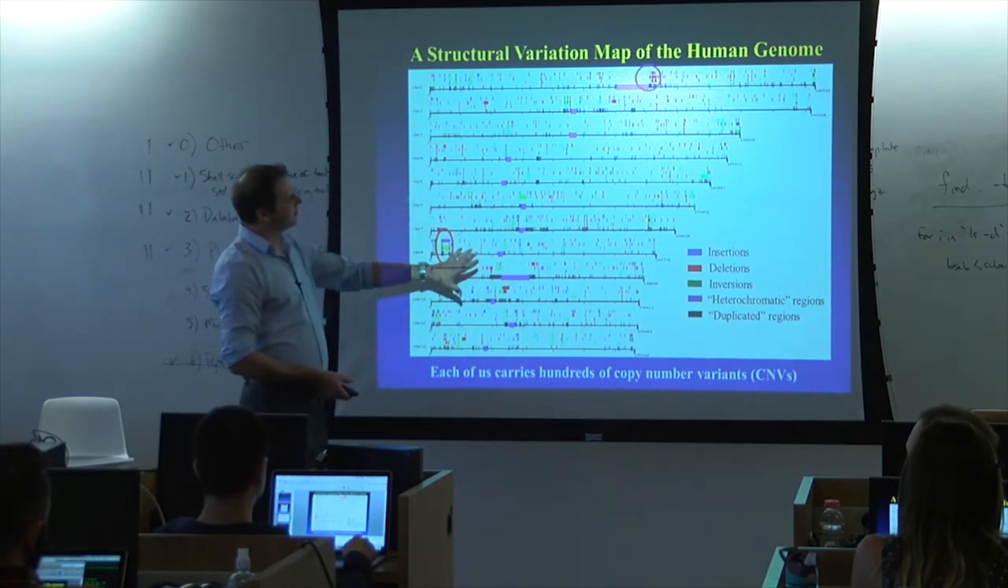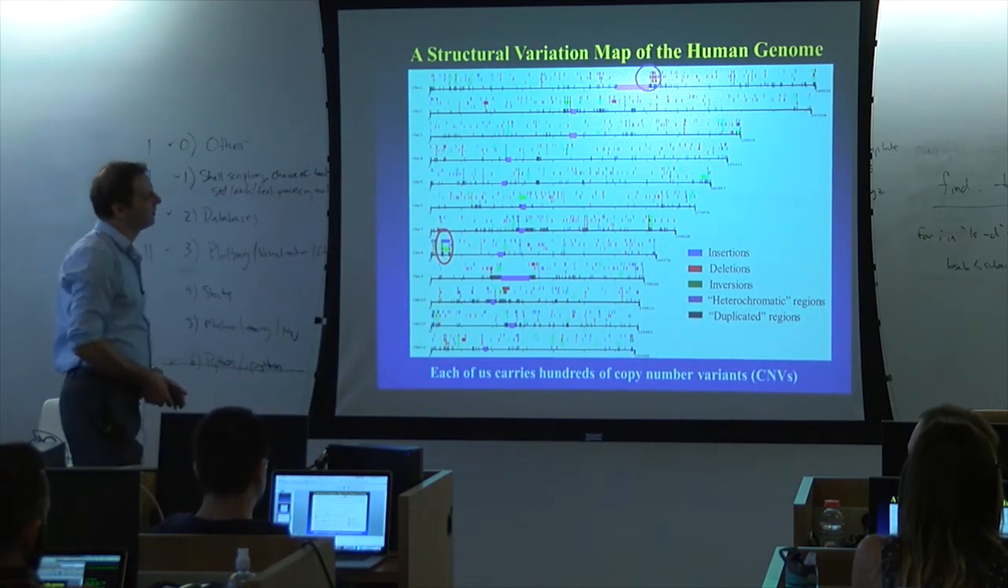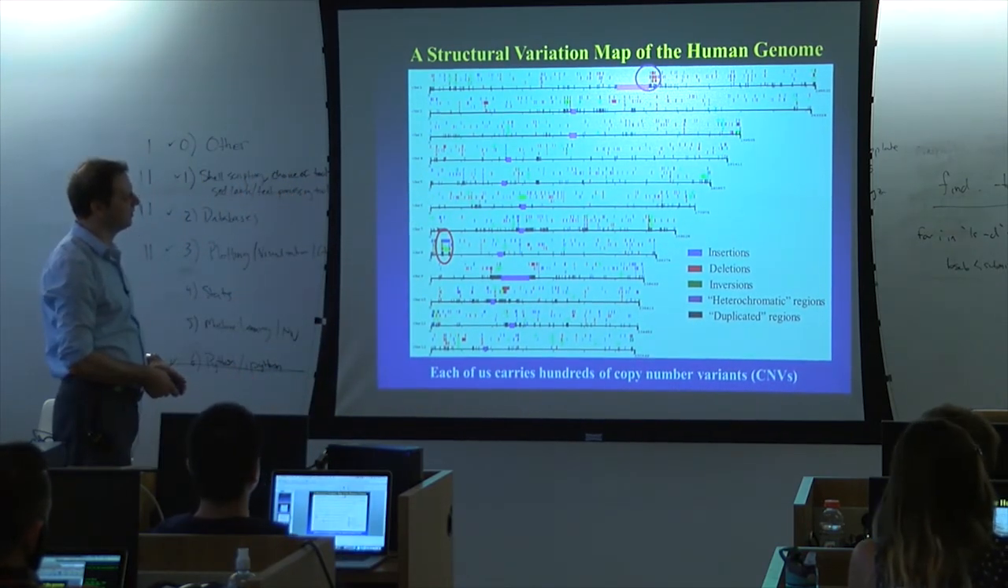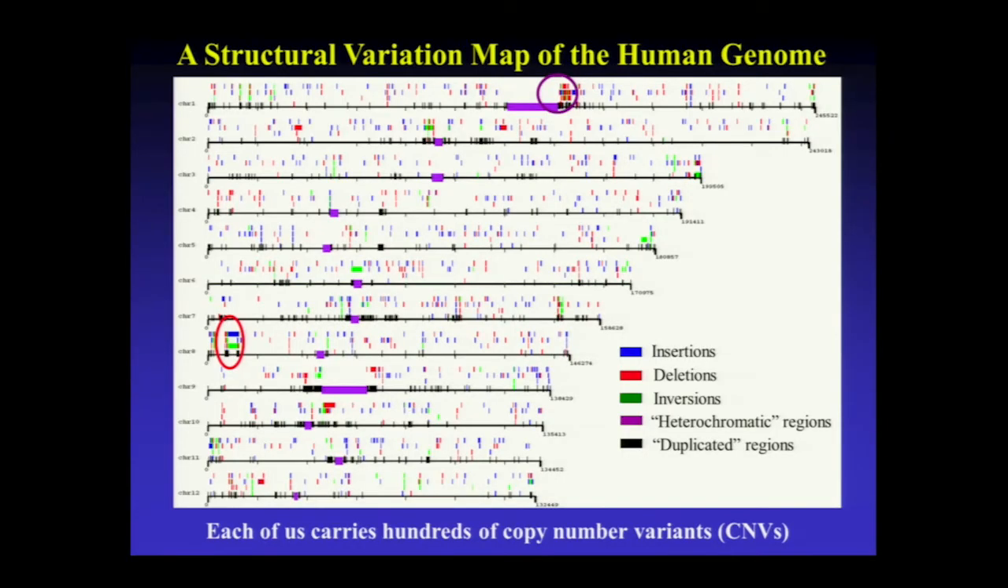And just as a snapshot, this is from stuff I worked on many years ago. This is looking at three different individuals and characterizing copy number variations in three different people's genomes versus the reference, and showing you the distribution of insertions, deletions, and inversions that were found, represented by each of these colored bars. Basically, the take-home message here is all of us carry lots of copy number variations, lots of structural variations.